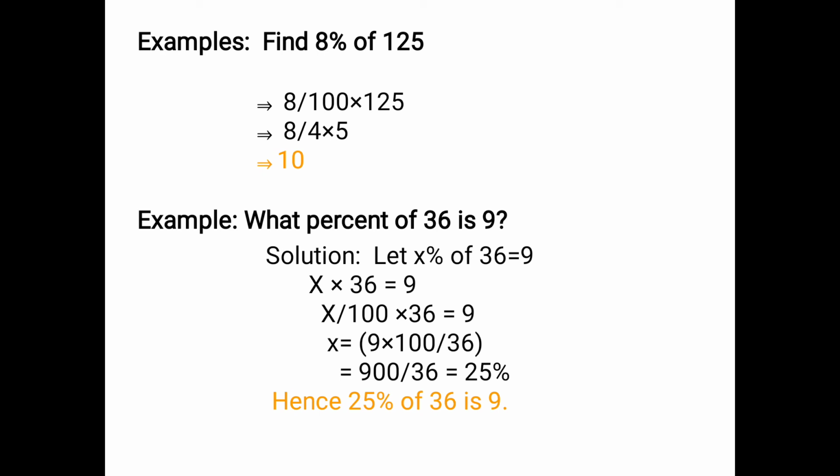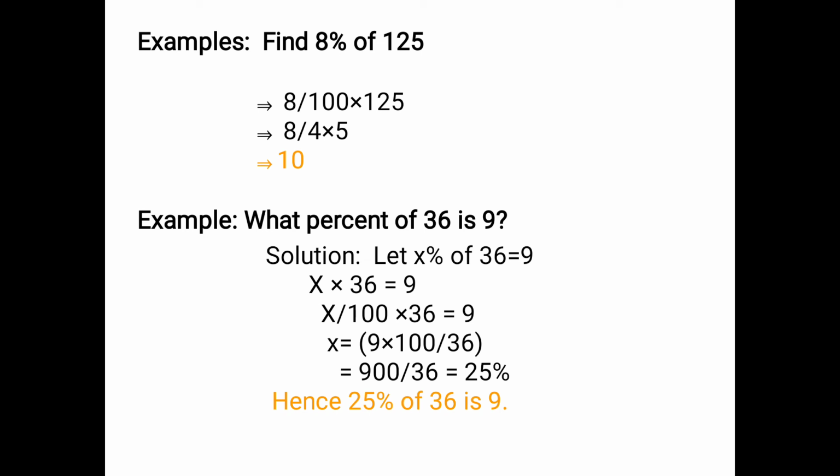Okay, x into, of means I already told you that is a multiplication. So x by 100 into 36 is equal to 9. So x is equal to, this 100 is a divide. If the divide goes to the right hand side, it becomes a multiply, that is 9 into 100. The 36 is multiplied on the left hand side, but when it goes to the right hand side, it becomes a divide 36. So that is 9 into 100 by 36.